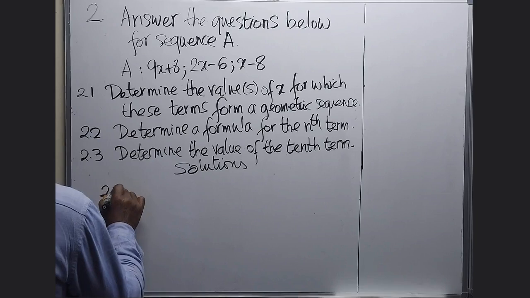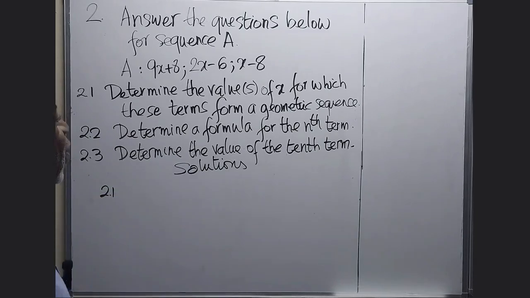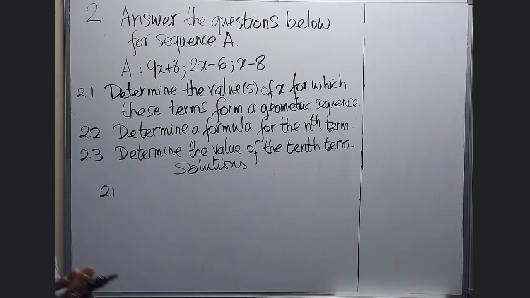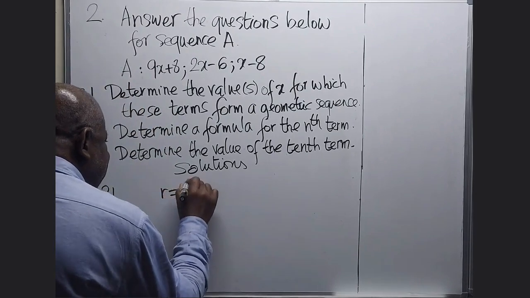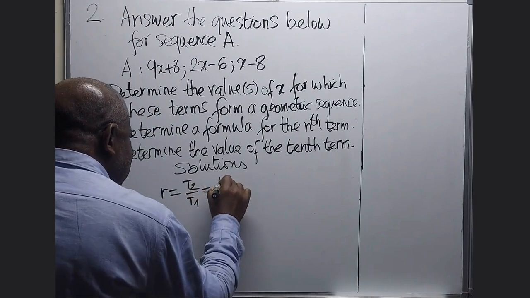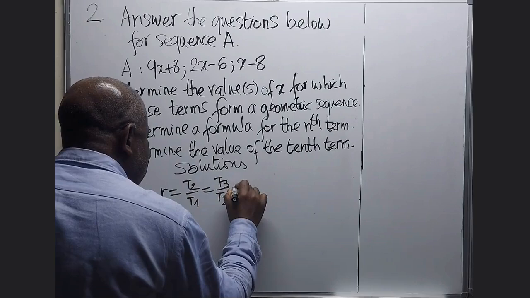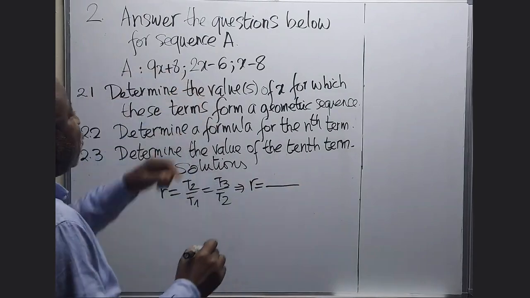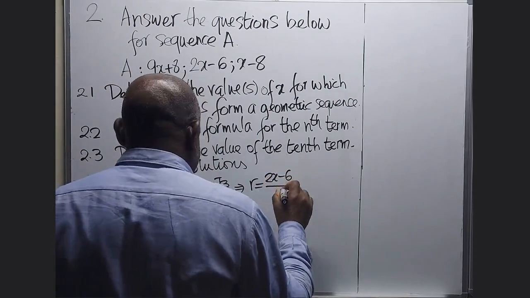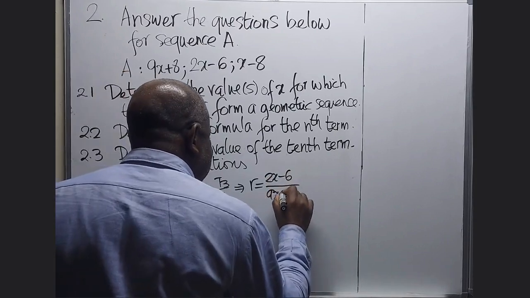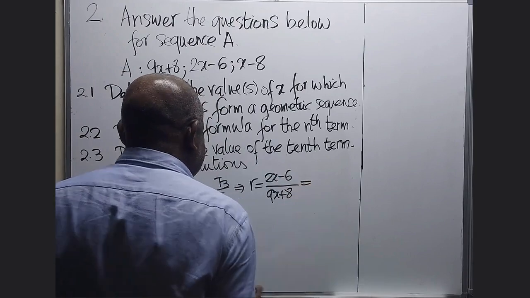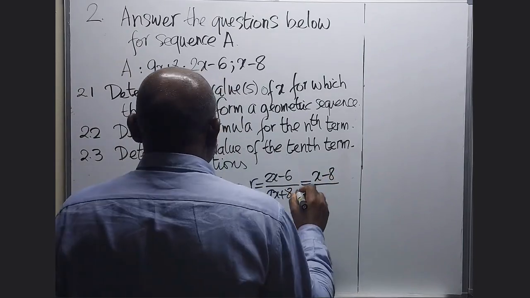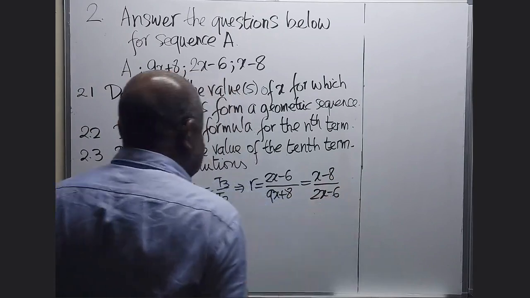Question 2.1. The value of x for which these terms form a geometric sequence, we know first we will need the common ratio. R is equal to T2 over T1 is equal to T3 over T2. And this will imply that R will be equal to T2, 2x minus 6, over T1, 9x plus 8. This will be equal to T3, x minus 8, over T2, 2x minus 6.